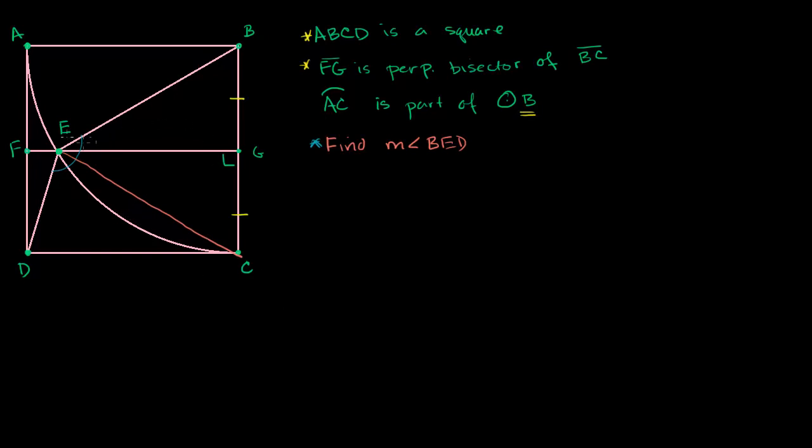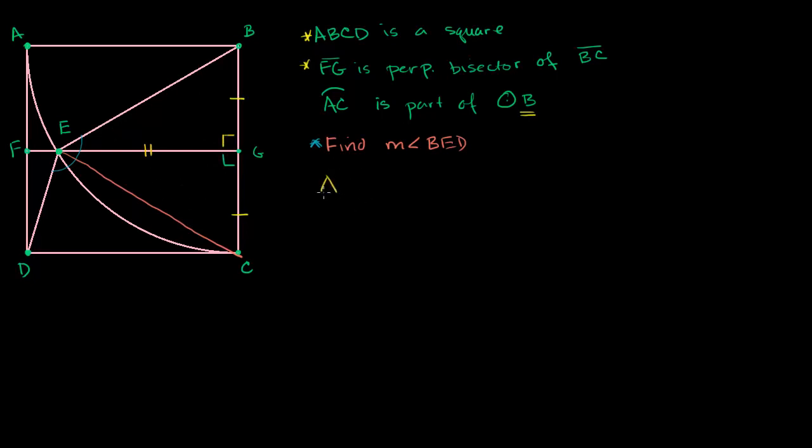Now something becomes interesting, because what is the relationship between triangle EBG and triangle ECG? Well, they both definitely share this side right over here. They both share side EG. And then BG is equal to GC, and they both have 90-degree angles. You have a 90-degree angle here. You have a 90-degree angle there. So you see by side, angle, side, that these two triangles are going to be congruent.